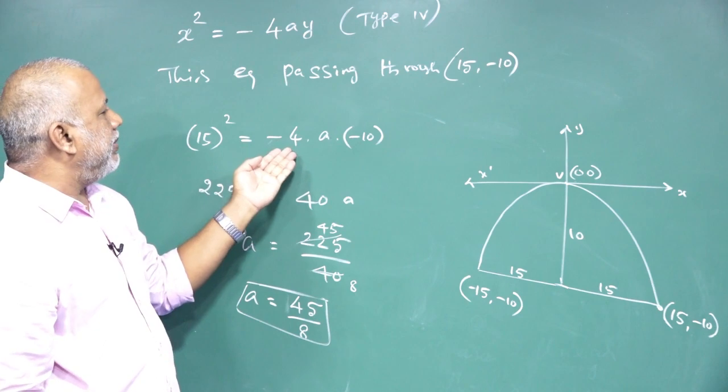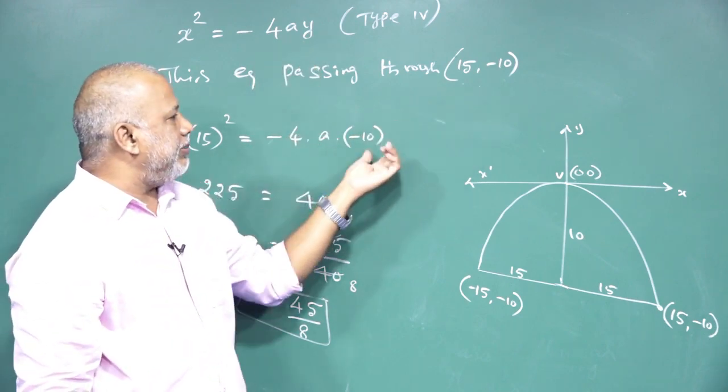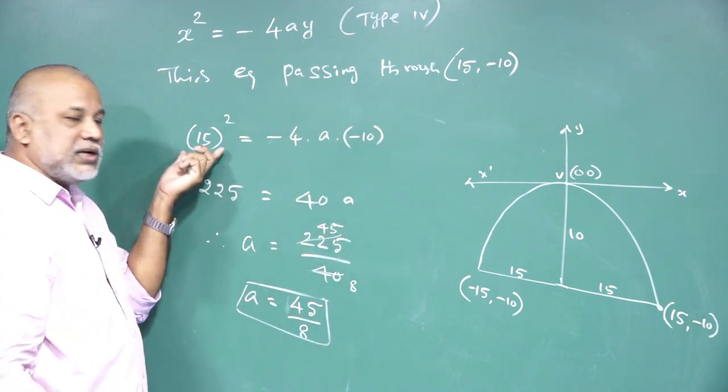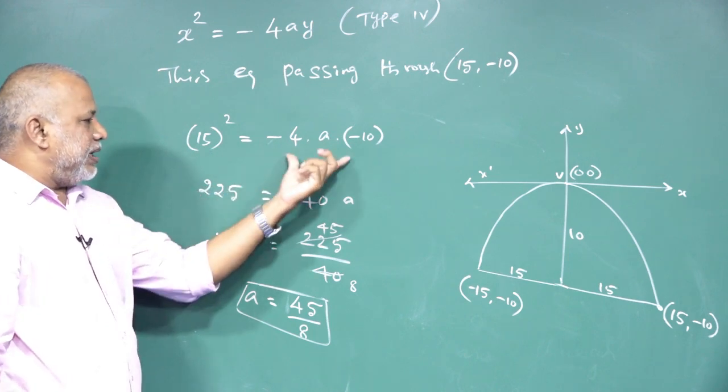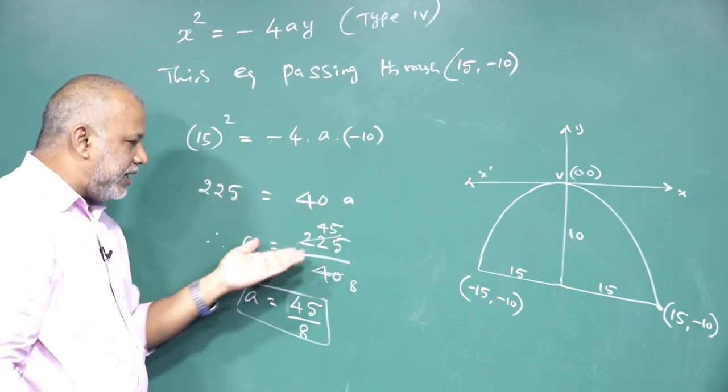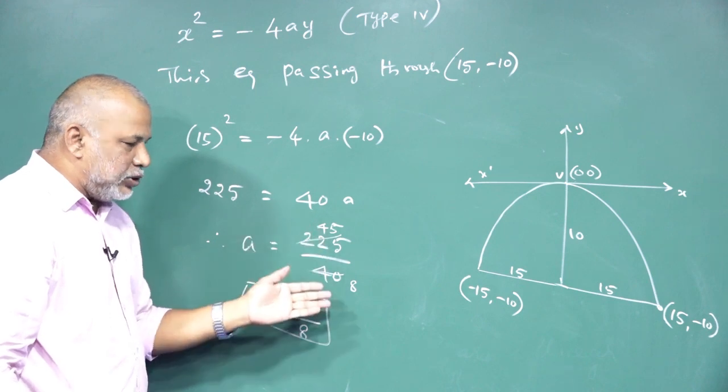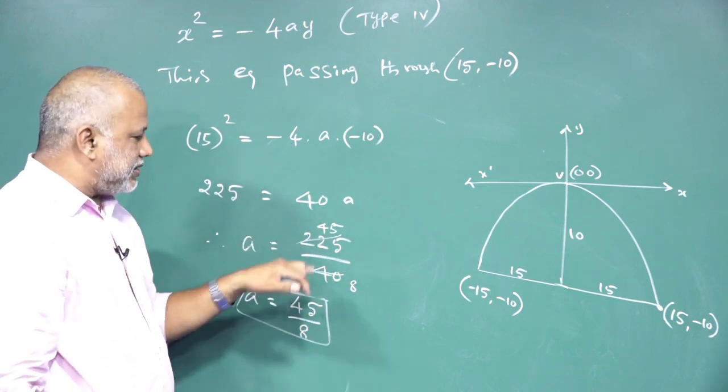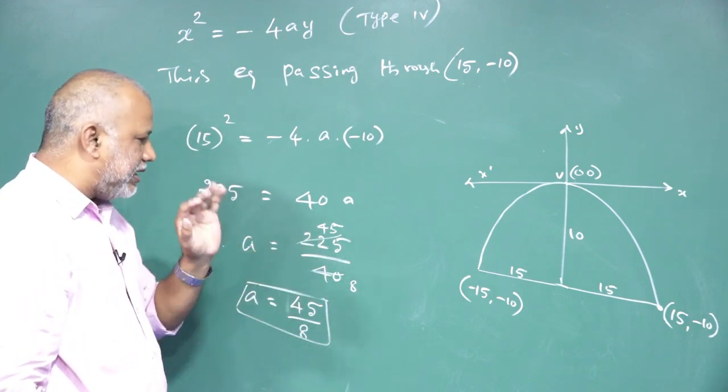Substitute 15 squared equals minus 4a. Instead of y, I can replace minus 10. Simplify this equation. 15 squared is nothing but 225. Here 40a. We need to find the value of a. 225 divided by 40. We are able to cut the given data by the fifth table. Therefore 45 divided by 8. That is the value of a.